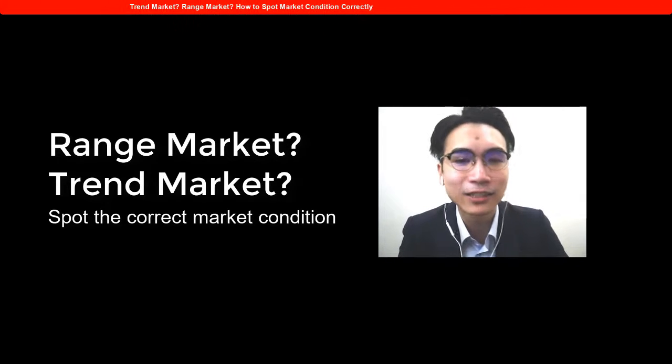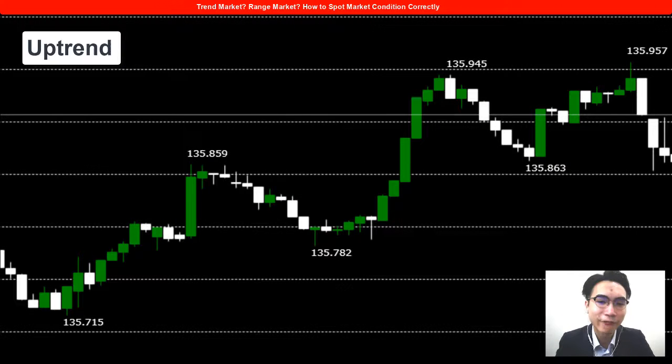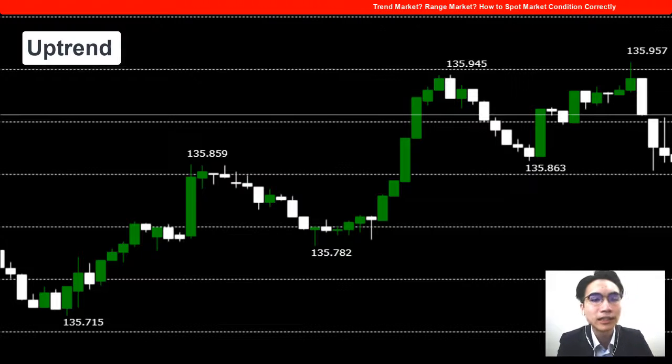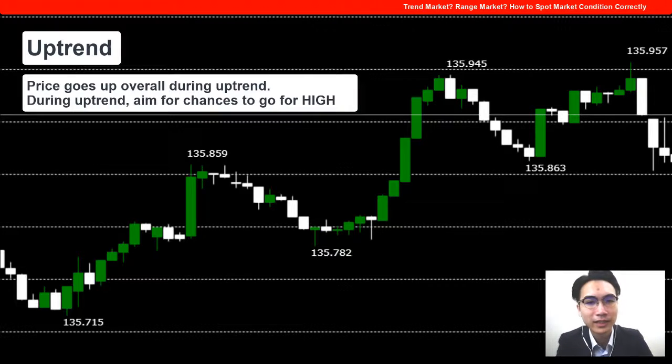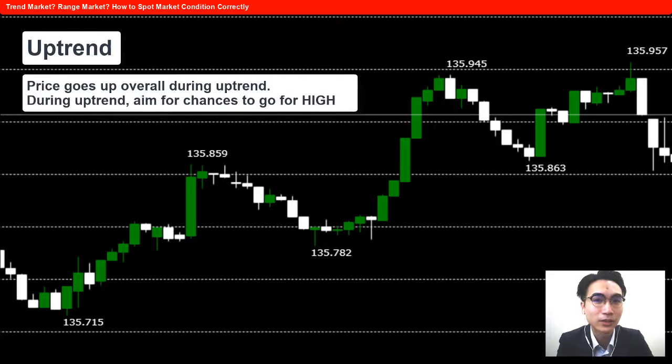Let's get started. Let's first take a look at this chart here. This is a chart for an uptrend. The definition of an uptrend is when price goes up overall. During an uptrend, we will normally only go for high. That's how an uptrend looks.